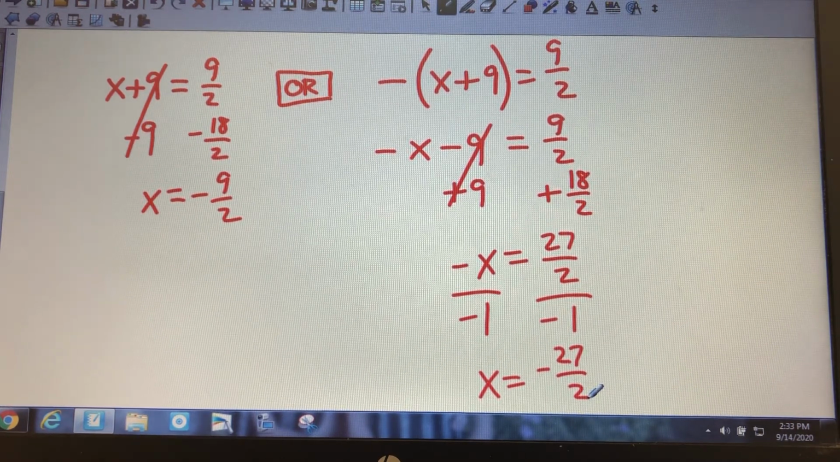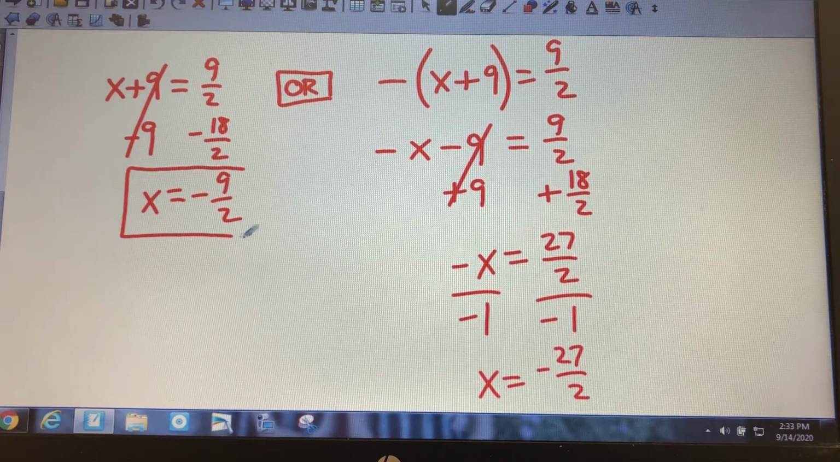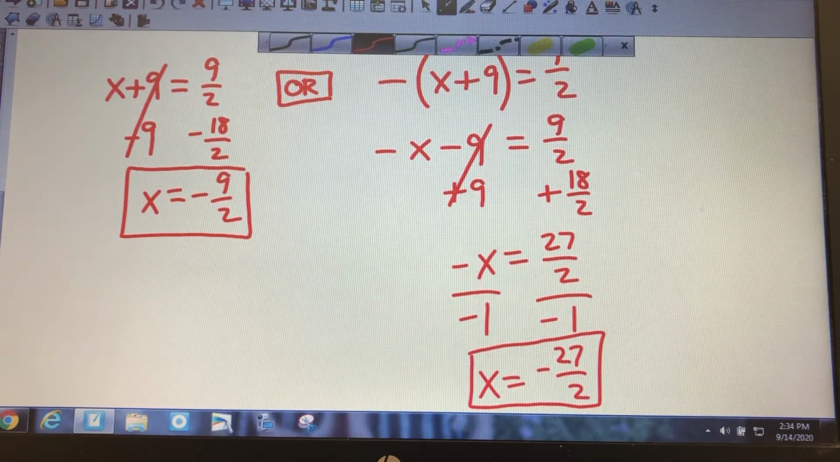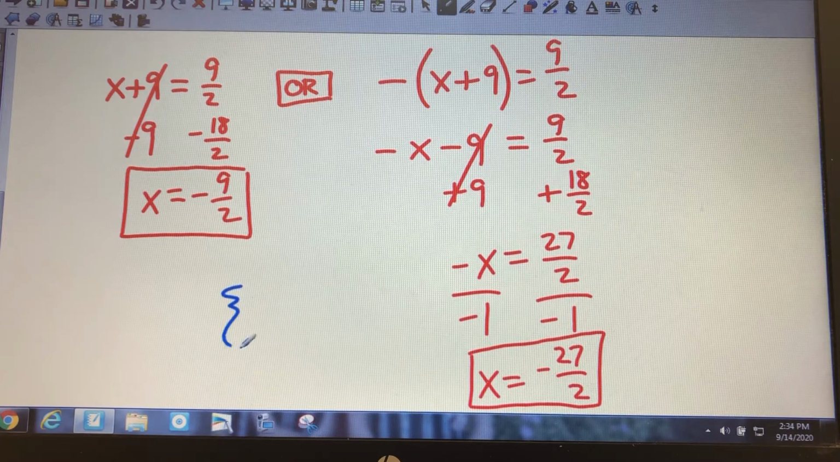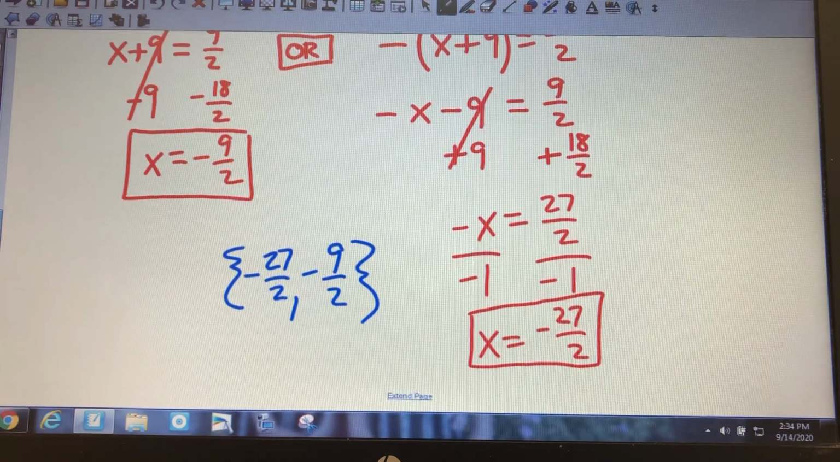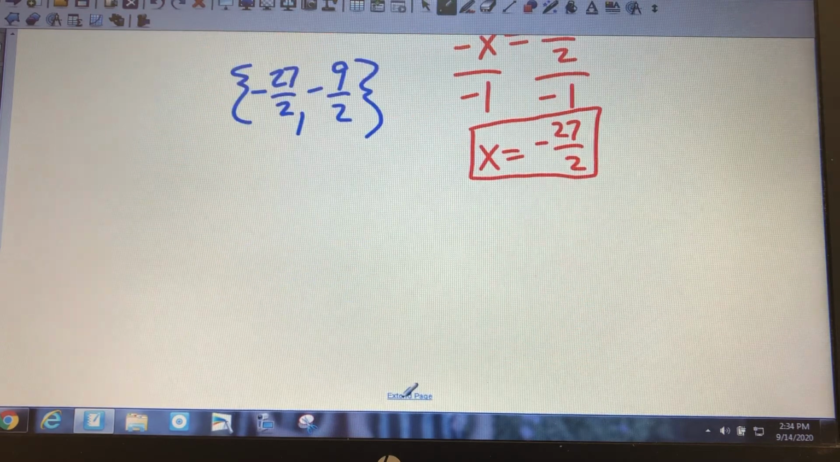Now, again, you should always get in the habit of checking your answers. Both of these work. Okay, so you can see we get -9/2 as one answer. We get -27/2 as our other answer. So we can represent that with this funny bracket, if you will. There's your two solutions. Okay, and we could also graph.